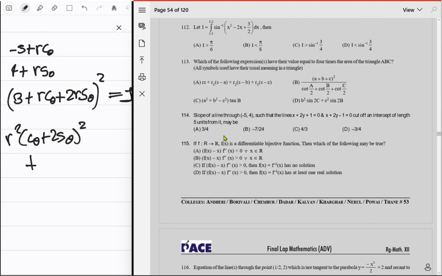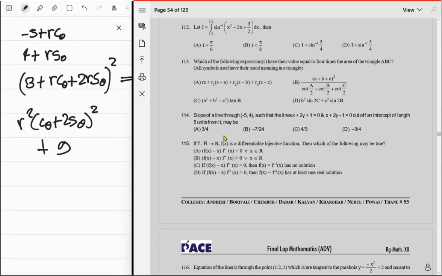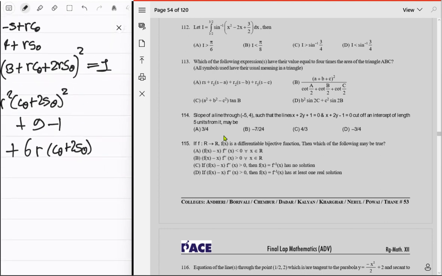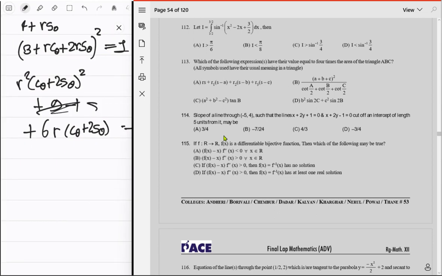We'll just see, we'll see. A negative, I don't know. So it will become like this, right? Plus 9 will come in one place, then minus 1 will also come here, and then you got plus 6r times cosine theta plus 2 sine theta or something. Is that correct? Equal to 0, right? Just here 8 is going to come.